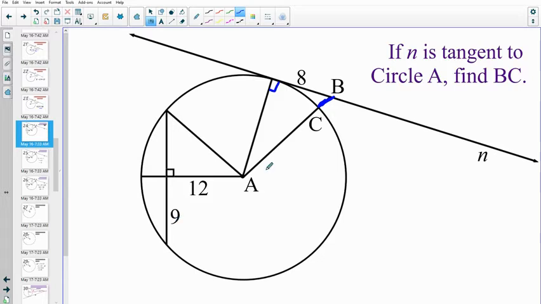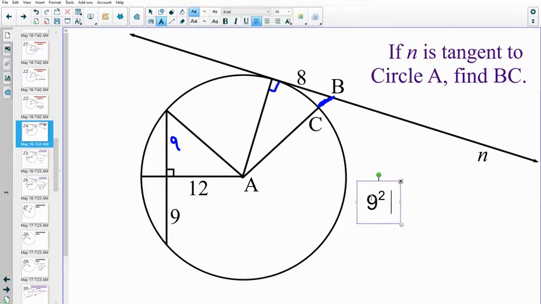Well, guess what? One of the big deal ideas from yesterday was that if this radius is perpendicular to this chord, then it must bisect it, which means if this side is 9, then this side must be 9 also. And so I've got myself a Pythagorean theorem. I've got a right triangle right here. 9 squared plus 12 squared must be equal to the radius squared.